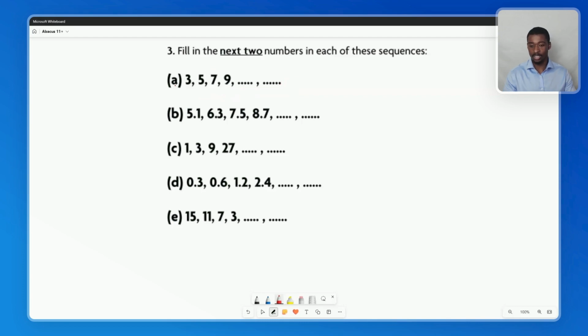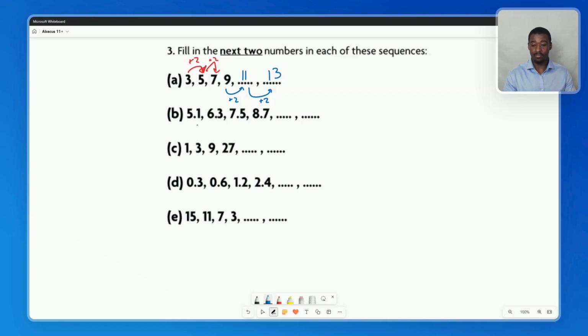So this first one, part A, 3, 5, 7, 9. Okay, here it's simple addition. Each time we're simply adding on 2, right? 3 plus 2 is 5, plus 2 is 7, so on and so forth. So we continue that pattern. We'll put it in blue. 9 plus 2 should give us 11. Then 11 plus 2, same pattern, should give us 13.